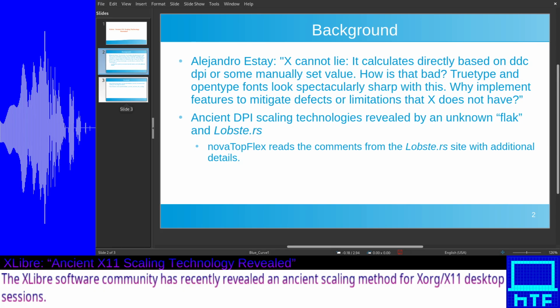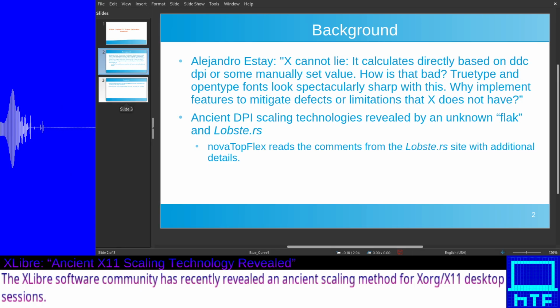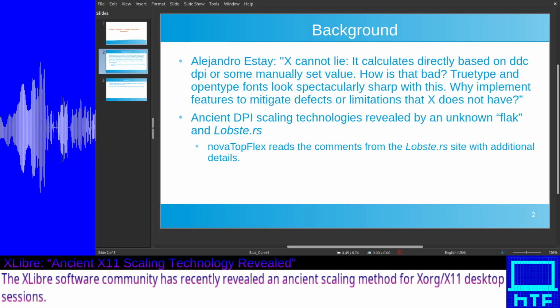or not FLAC, but rather website, and by lobster.rs. I will read the comments from the lobster.rs site with additional details, and I will also speak about the FLAC site as well. I am sorry if I said maintain. I do not maintain any of these sites officially, so let me start with this. And this is news, just in case you're wondering.